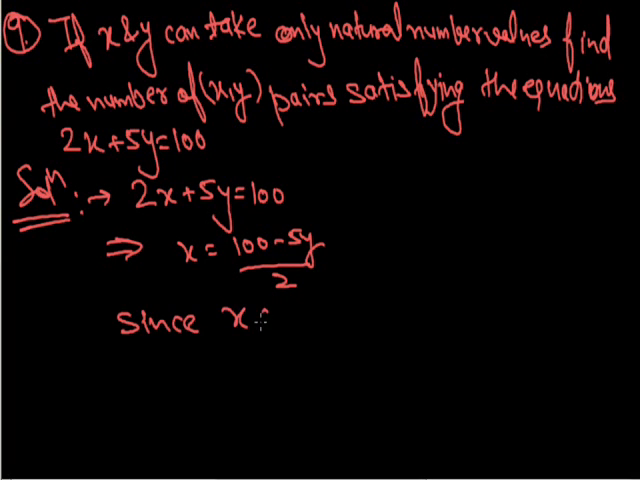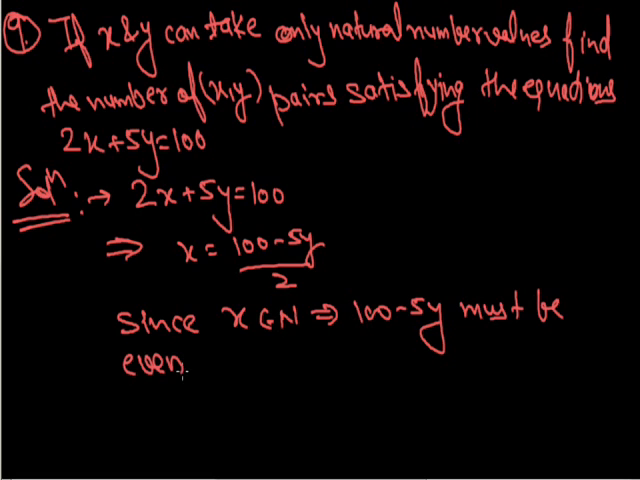Since x belongs to natural numbers, 100 minus 5y must be an even number so that it can be divided by 2. Now we also know that x belongs to natural numbers, so x can't be negative. If x can't be negative, then 100 minus 5y is always greater than 0. So 5y is always less than 100, or y is always less than 20. So the maximum value of y could be 19 only. Otherwise 100 minus 5y will be negative.